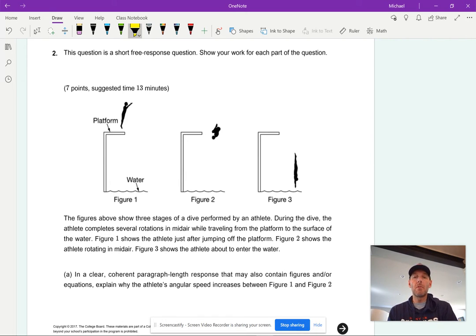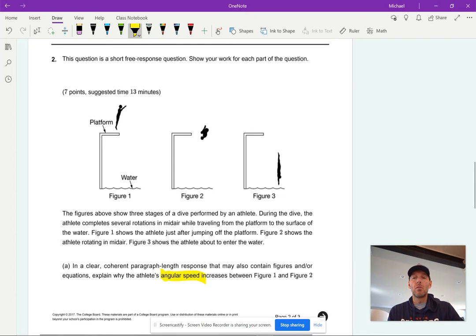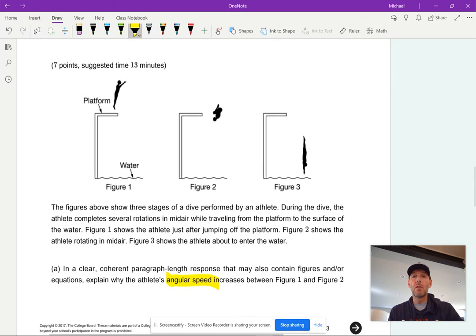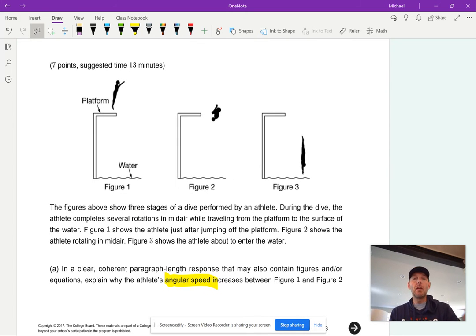In the question at the bottom, it says, explain why the athlete's angular speed increases between figure 1 and figure 2. So when we're looking at that, angular speed is what we're looking for, right? And that variable is angular speed. So look at the changes. When we're looking for flags on the topic, it's either keywords or what is changing in the problem.